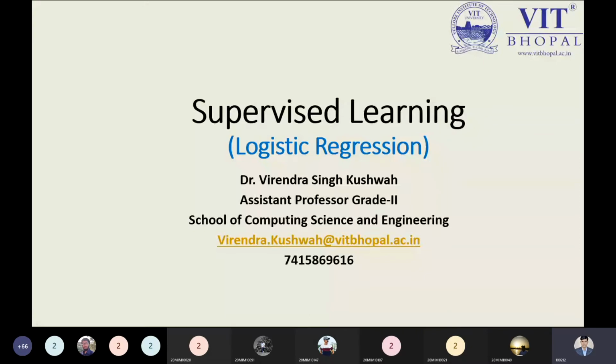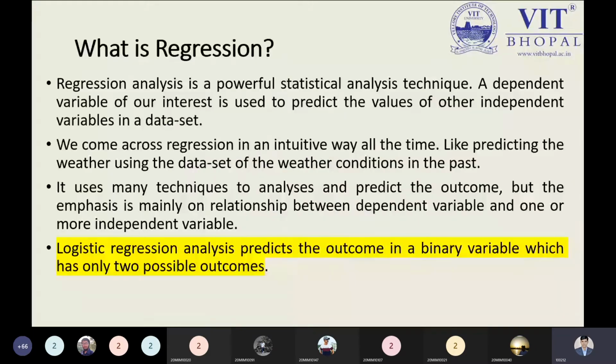So let me move to the next slide, covering the regression. As I told you verbally, we have already discussed regression many times. But logistic regression analyzes and predicts the outcomes in a binary variable which has only two possible outcomes. Why binary? Because we have two options: yes, no, true, false, 0, 1. It means we can manage only two types of information. That is the beauty of logistic regression. So when we have data in two classification ways, we have binary classification.